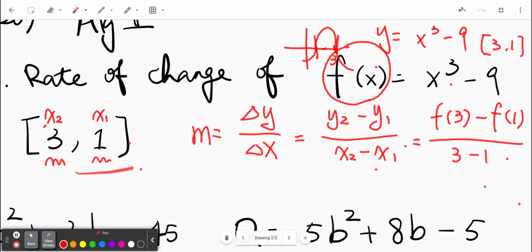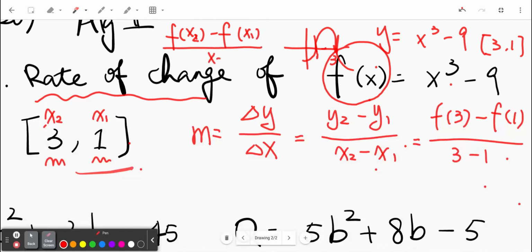So that is your formula, okay? That's your formula. Let me show you the formula. The formula of the rate of change is f(x2) minus, actually, let me put 2. f(x1) over x2 minus x1. All right, so that is your rate of change formula. Write it down. f(x2) minus f(x1) over x2 minus x1.